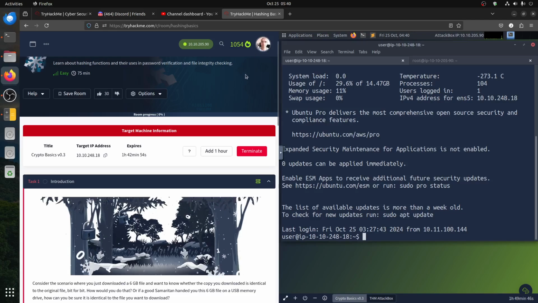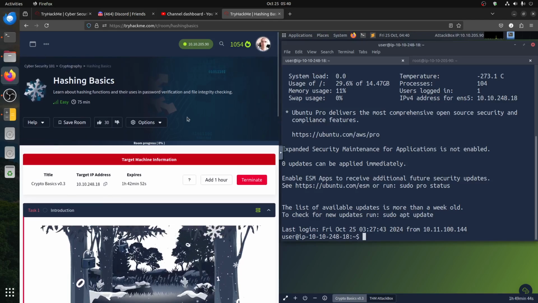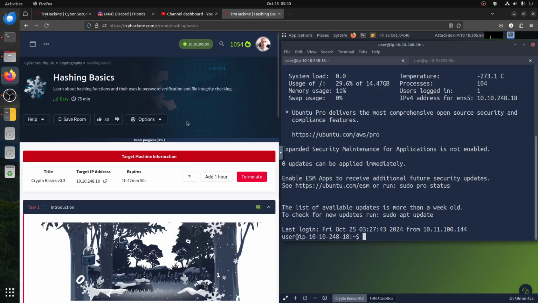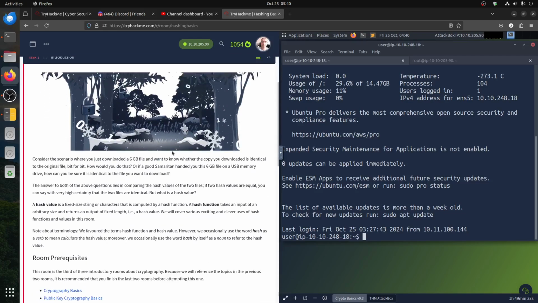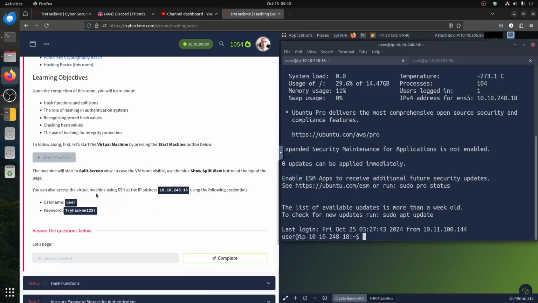This one I'm doing is hashing basics. For hashing, we'll be using Hashcat for decryption, decoding. I'm using it now. I already SSH'd to the machine using this login. I'm inside the machine. That is the machine.